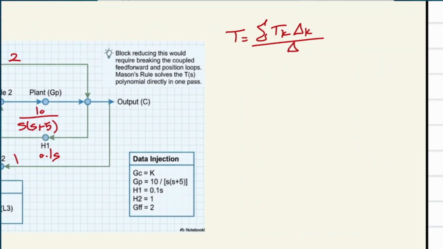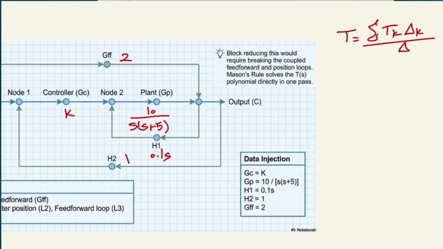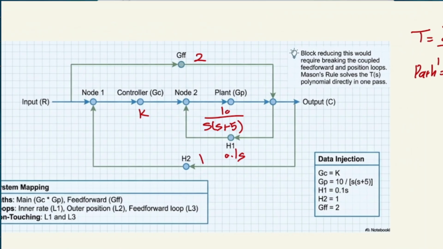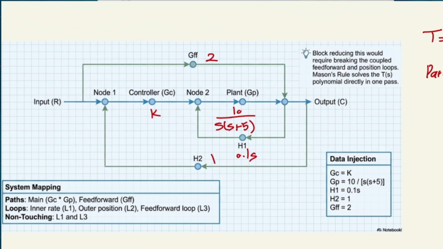So obviously you can see we do have two paths. The path number 1, which I'm just going to write down, then I'm going to tell you which one is which, is going to be GC times GP, which equals to what? 10k divided by s times (s plus 5). So where is that exactly? The very first path, the most obvious one, is going to be this guy times this one and just the output.